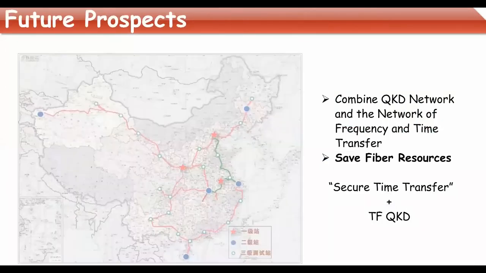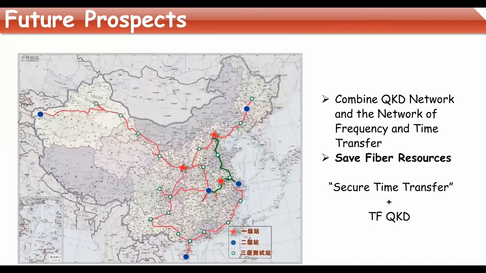Okay, future. For the TF-QKD, for the fiber QKD, we know that if you want to do TF-QKD, you probably need some time frequency dissemination technology to lock your laser wavelengths. This is kind of expensive, but the good thing is that in China we have a plan to build up a national network to transfer the time and frequency dissemination.